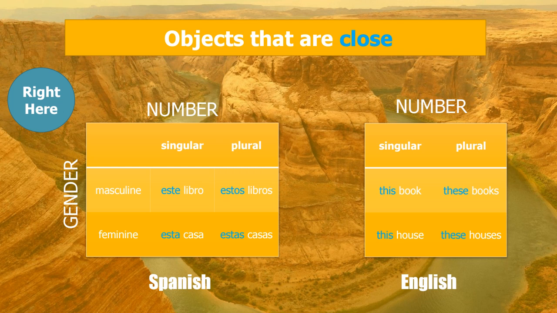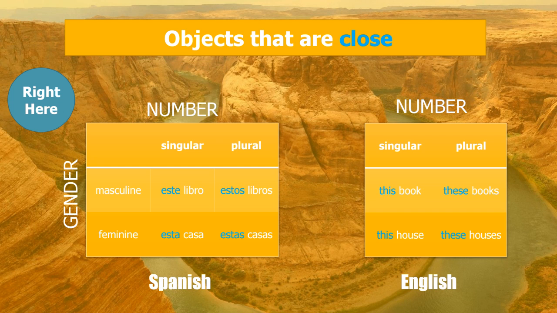Now, I have to be honest with you. Spanish is a little bit more tricky, and not because the way that we talk about the world is any different. We still talk about objects that are close to us, objects that are further away from us, and then objects that are like really, really, really far away.